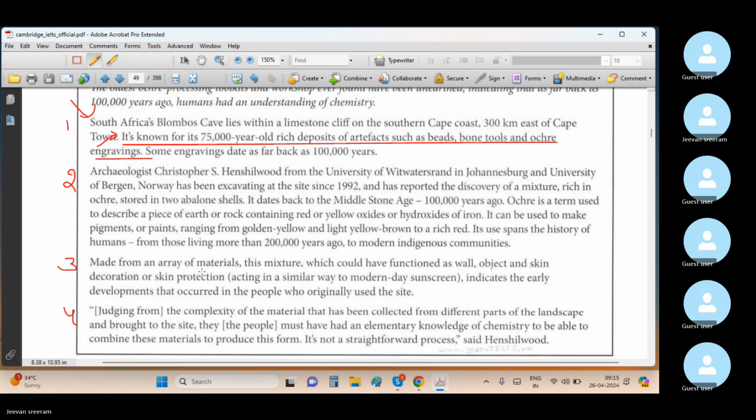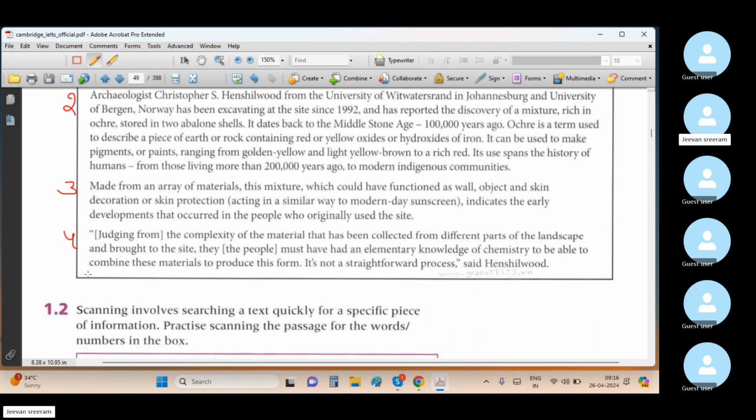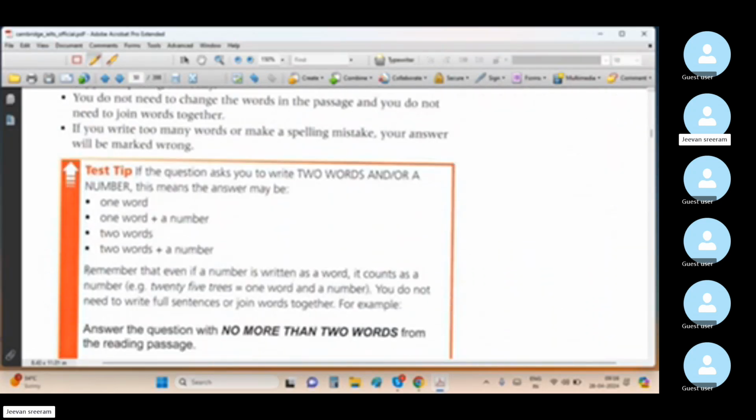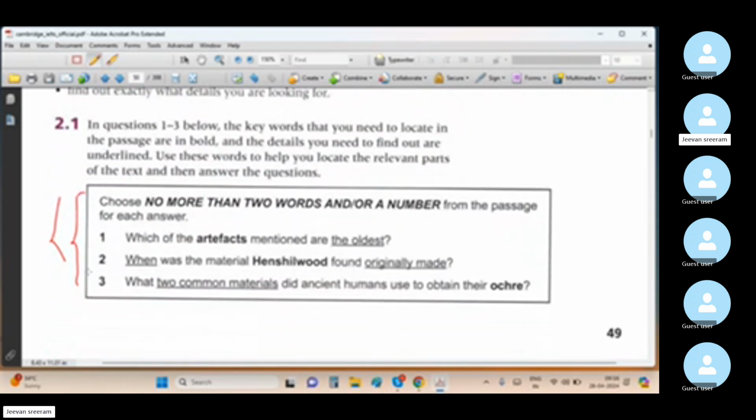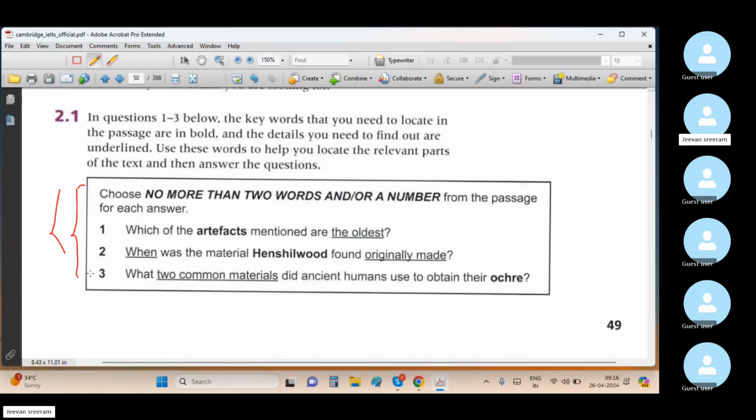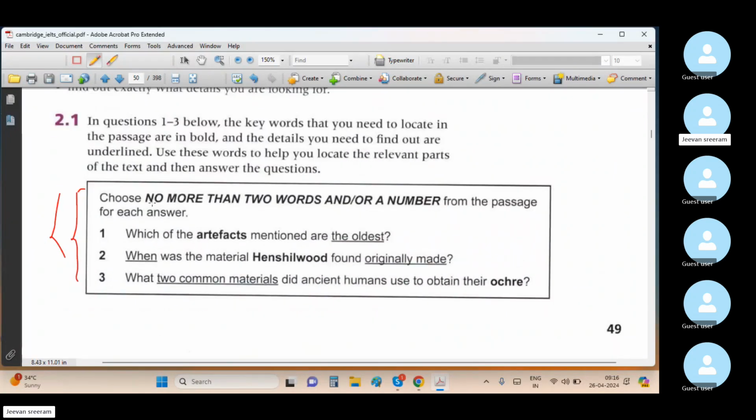However, this is as lengthy as the real passages. I don't think it is really difficult to understand. Let's answer the questions. I'll show you the proof line for each answer. There is a clear restriction: not more than 2 words and or a number, right? You can answer each question using one word. What are the possible ways to answer based on this restriction?